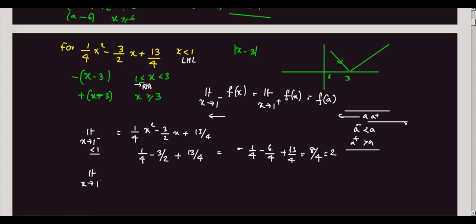Limit extends to 1 plus means greater than 1, so greater than 1 this is right hand limit. I want to apply right hand limit, so minus of x minus 3. So, நீங்க வந்து 1 substitute பண்ணுங்க. Limit extends to 1. So, 1 minus 3, that equal to minus of minus 2, so that equal to 2.